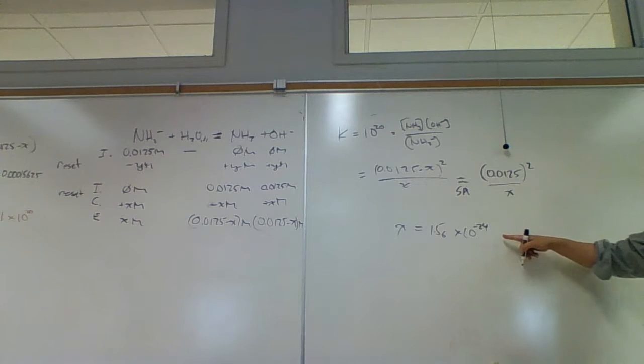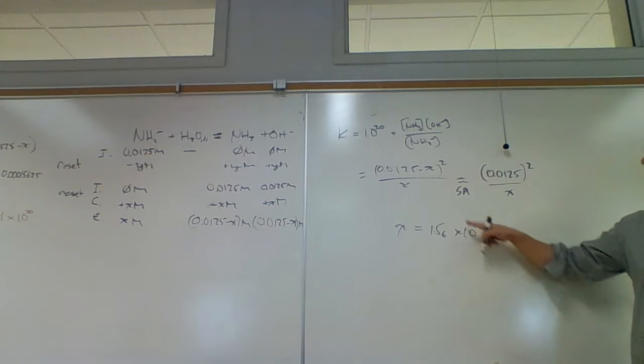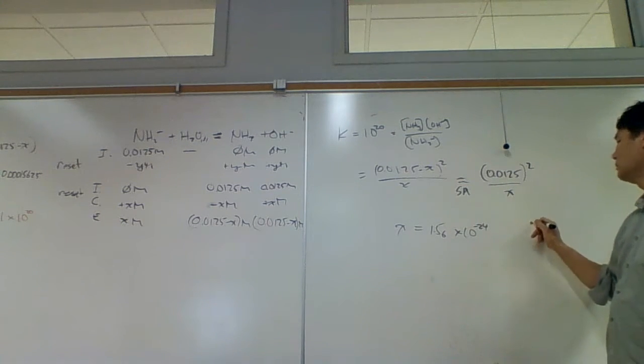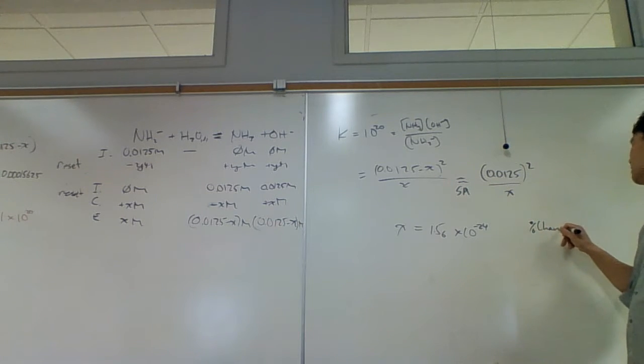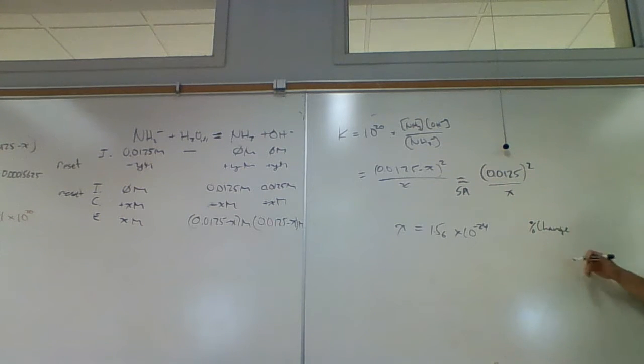All right, now that is an extremely small change. If you look at it, let's go ahead and calculate the percent change. The percent reaction, the reverse reaction here, is going to be the change, which is 1.56 times 10 to the minus 24, over the initial 0.0125, times 100%. Divide this by 0.0125 times 100. This gives us 1.25 times 10 to the minus 20%.